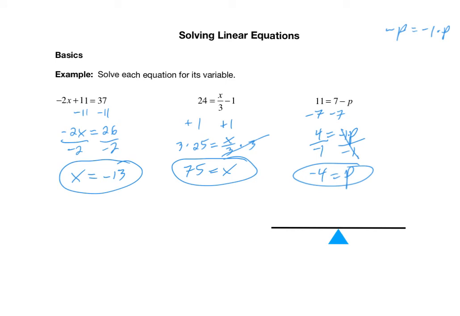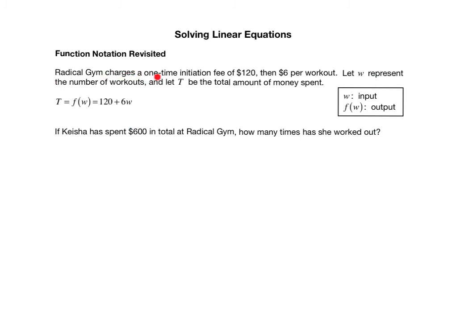Now that we've solved several multi-step linear equations, let's return to the initial application we looked at that motivated our reason for studying linear equations, and it had to do with Radical Gym. So recall, Radical Gym charges a one-time initiation fee of $120, then $6 per workout. Let W represent the number of workouts and let T be the total amount of money spent. And we've already discussed that the total amount of money spent, T, is a function of the number of workouts, W. So we're using function notation here. We decided to let the relationship between T and W be named F. So we've got F of W equals 120 plus 6W.